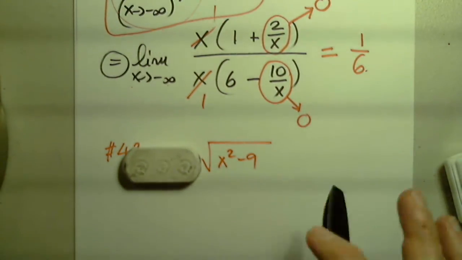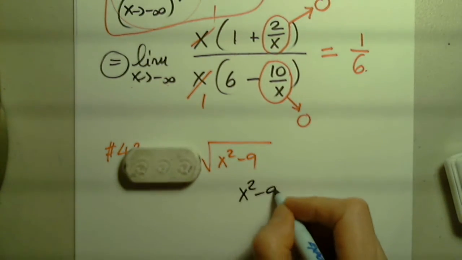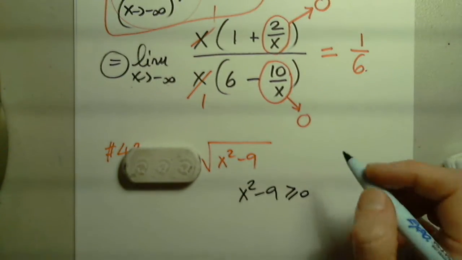And we discussed this function a few times. Yes, so tell me, what do we need to write for this function to exist? Yes, Rachel? X squared minus 9 is greater than or equal to 0. Excellent.